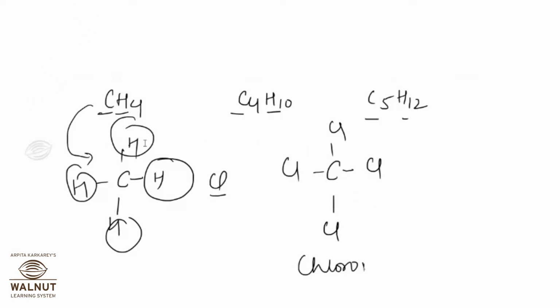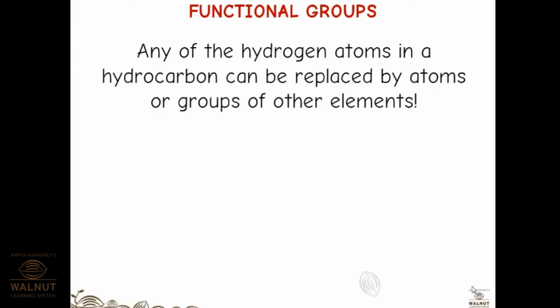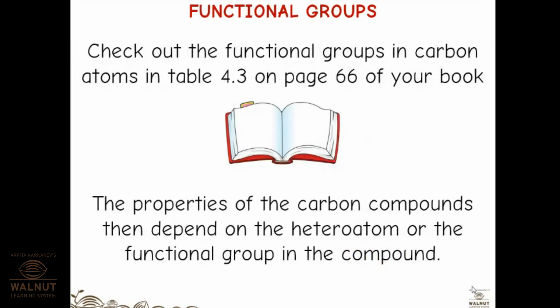So when we replace one or two of the hydrogens with some different element, we call that element a heteroatom. Hetero means different. Homo means same. Your school uniform is the same for each and every one of you, because of the homogeneous nature. But if it is different, then heterogeneity arises. Is the definition of heteroatom clear? So any of the hydrogen atoms in a hydrocarbon can be replaced by other elements like this, as we have discussed. Okay.